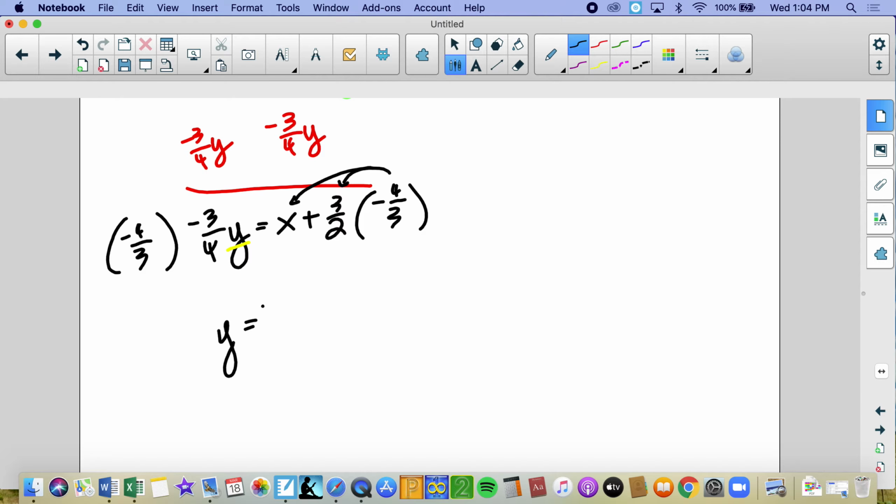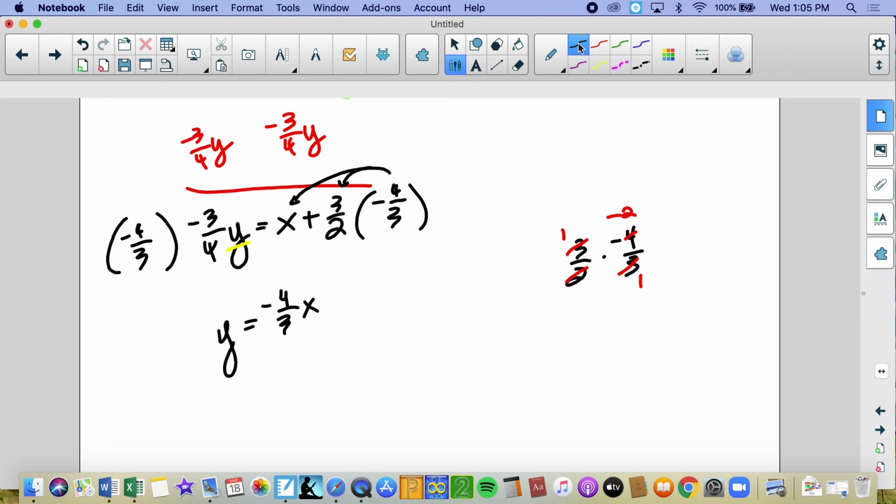So x times negative 4/3 is negative 4/3 x. And then off to the side, I'm going to do 3/2 times negative 4/3. I can cancel these, and I can cancel this with a 2. So 3's cancel, and then 2 goes into negative 4, negative 2 times. So I have a 1 here and a 1 there.